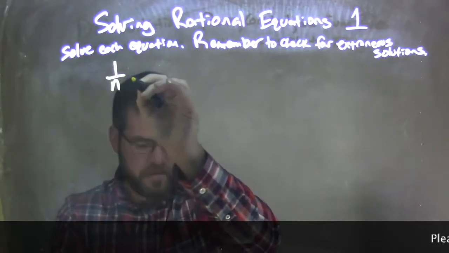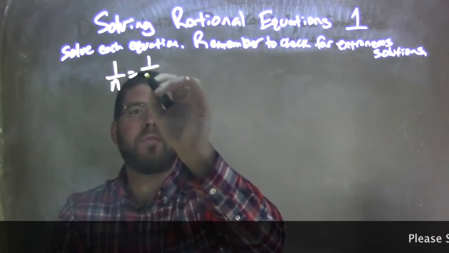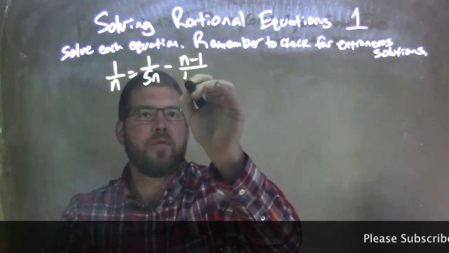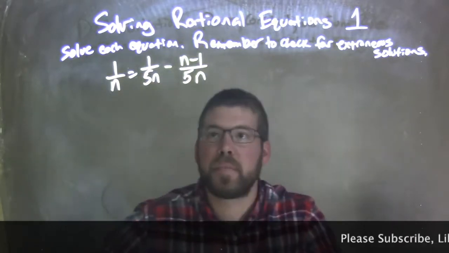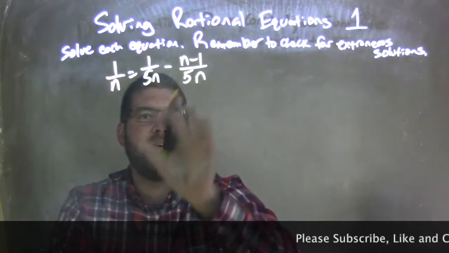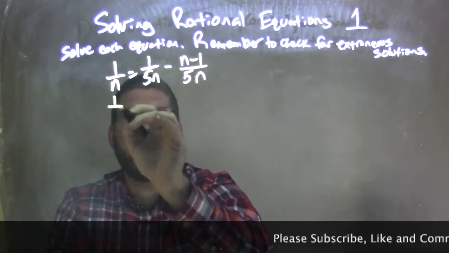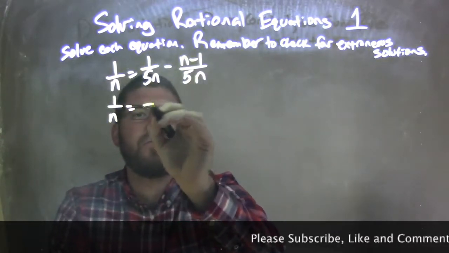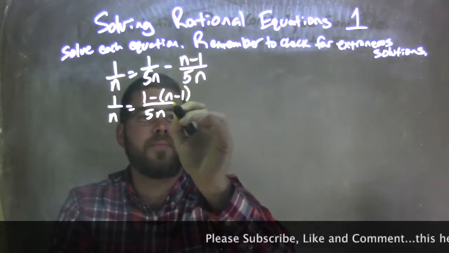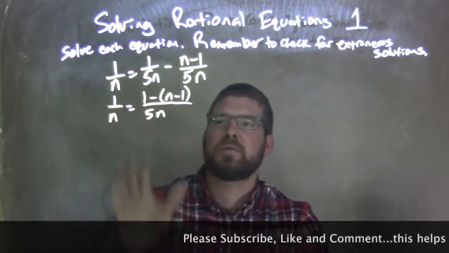1 over n equals 1 over 5n minus n minus 1 over 5n. Okay. Well, since we have like terms here, right, 5n and 5n, I know I can combine those fractions, so I'm going to do that. 1 over n equals, well, 5n in the denominator, 5n, and then 1 minus parentheses n minus 1. Okay? So we're subtracting that.